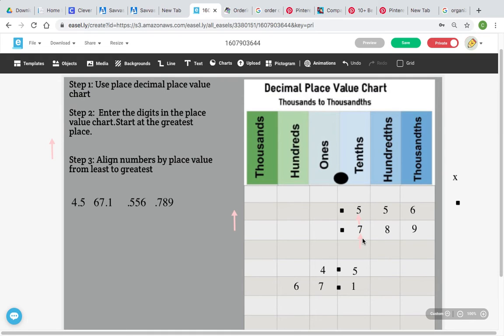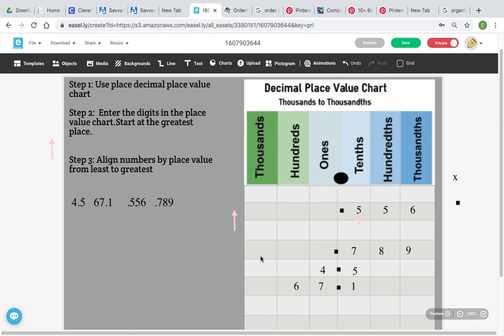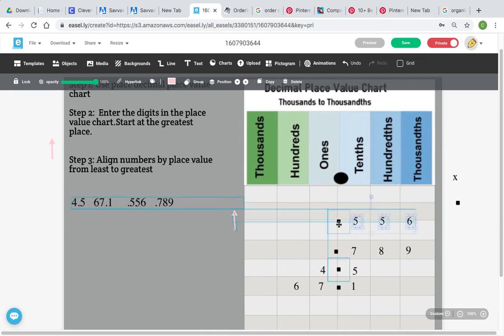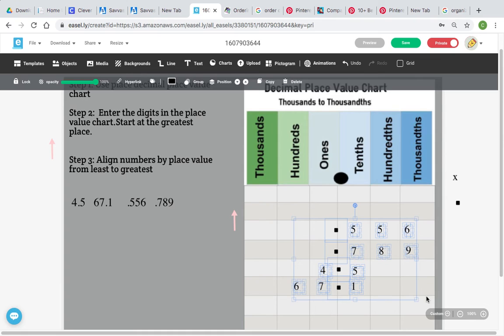So I'm going to bring decimal 789 right before 4 decimal 5. And then I bring decimal 556 right before decimal 789. And now I can organize them or align the numbers by place value from least to greatest. Let me just bring them up.